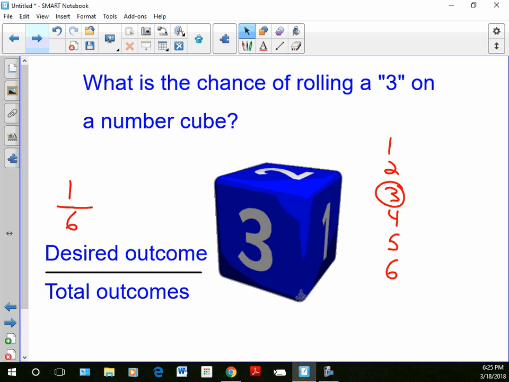Now, in this case, what was our total possible outcomes? That's our bottom number in our fraction. Well, that would have been 6 numbers. There were 6 possible numbers that we could roll this cube and land on. And we wanted to roll on a 3. We wanted to end up on a 3. So we only had a 1 in 6 chance.